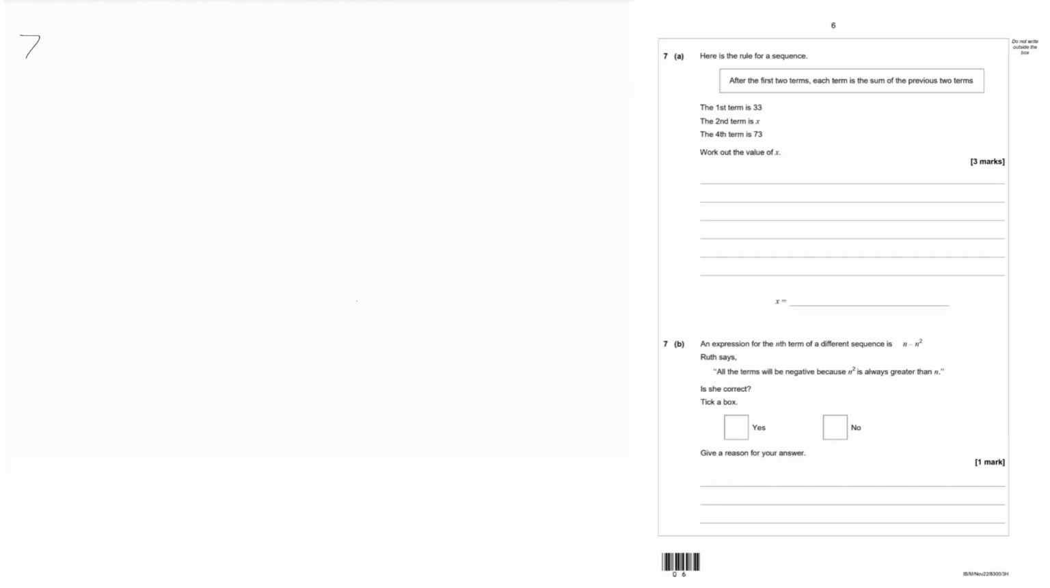So moving on to question 7, and we're told that a rule has the sequence that after the first 2 terms, each term is the sum of the previous 2 terms. And we're told the following. So we're told, and these are the terms in our sequence, and so I'm going to call the sequence values A. So we're told that the first term is 33. We're told the second term is X.